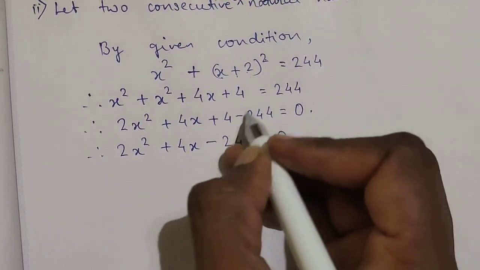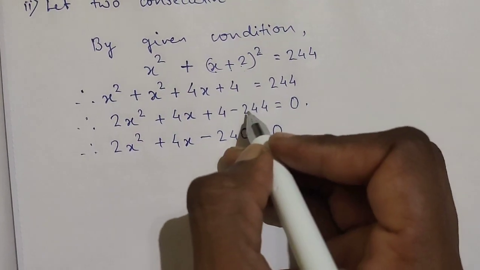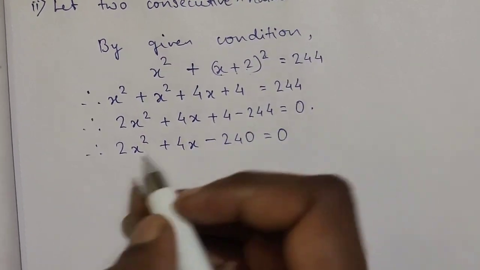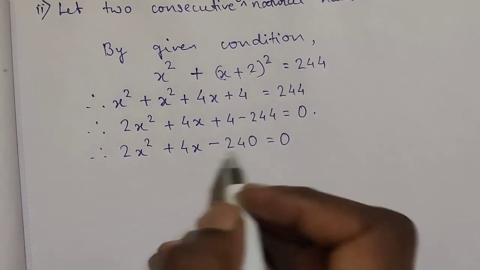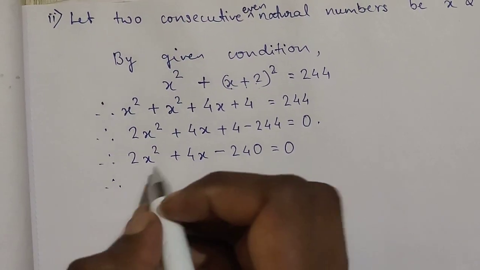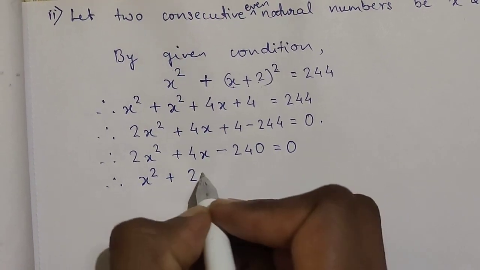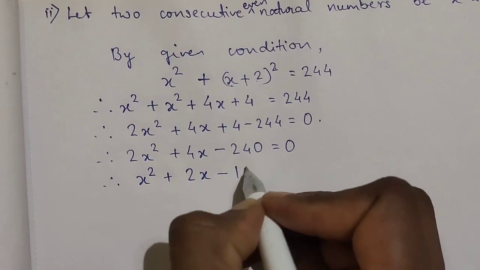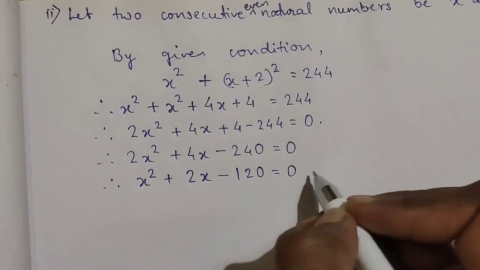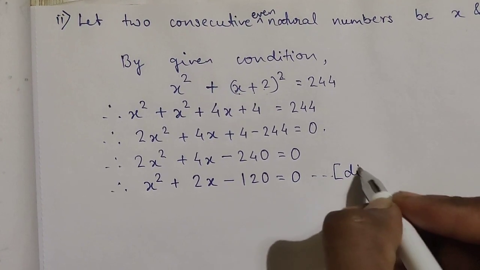That is, you have to subtract 4. So if you subtract 4, you are going to get 240. Now see, all the numbers are divisible by 2. So divide it by 2. Here you are going to get x square, here 2x, and here 120. Understood now what we did? We have divided by 2.